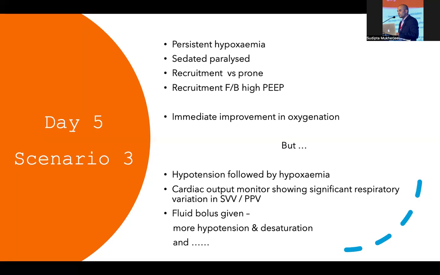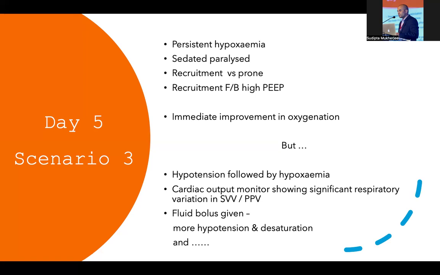So we decided to recruit the patient with a high PEEP. There was an immediate improvement in oxygenation with a PEEP of 16 or 18. And what we found after that was hypotension followed by hypoxemia. We are aware that during high PEEP, there can be some amount of hypotension because of decreased preload. So we didn't bother. We started some vasopressin.